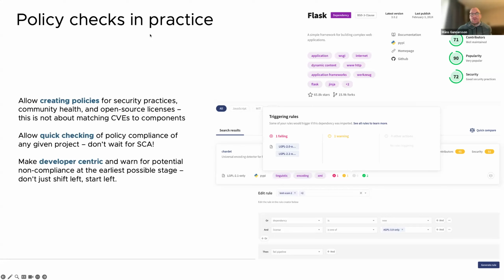So it's important to remember that this is not simply about matching known vulnerabilities to specific components or anything of the sort. And it also has to be possible to quickly and easily check whether any given project or component is compliant or not with your company policy. Because you don't want to wait for software composition analysis tooling, and you definitely want to make sure that your developers can and will use this.